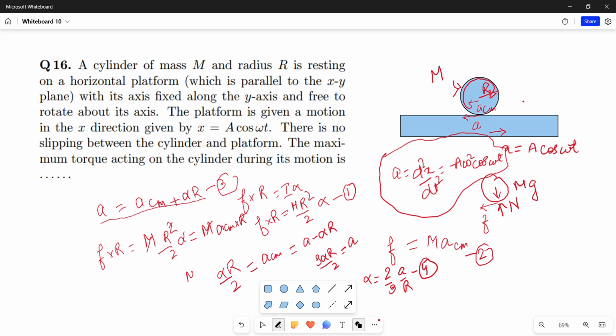Now A, we know that A is minus a omega square cos omega t. So to find the maximum torque, torque is I into alpha, and this equals mr square by 2. I is mr square by 2, and alpha, we have just found that alpha is 2/3 of A by r. So torque will be maximum when A is maximum, and the maximum magnitude of A is a omega square.